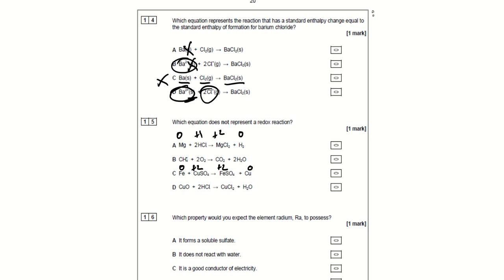Redox: we have here the carbon in this particular one gaining oxygen, and the hydrogen losing hydrogen. So gaining oxygen, losing hydrogen, so that is redox, a different definition than the other two, but nonetheless redox. In this one here, copper is +2, oxygen is -2, hydrogen is +1, chloride is -1, copper is +2, chloride is -1, hydrogen here is +1, oxygen is -2. There is no redox change there, so that answer is D.